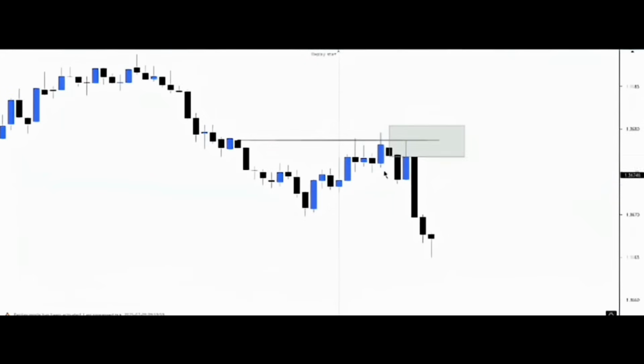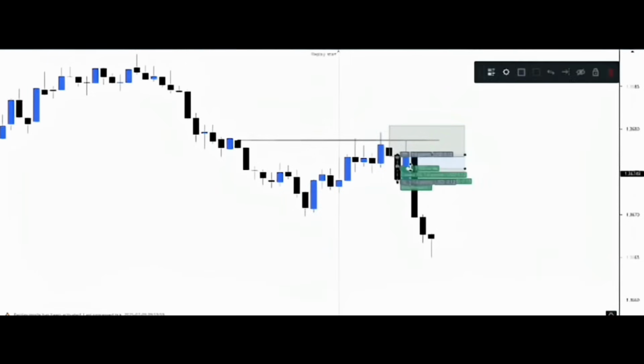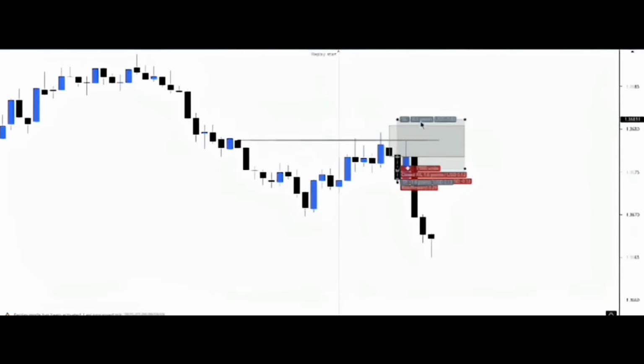Okay? And as you can see, candle came back into that zone. After this candle, it came back into the zone. So that would have been your trade to go short. Let's see how that would have played out. Your stop loss just above this, give a buffer, and now your TP.